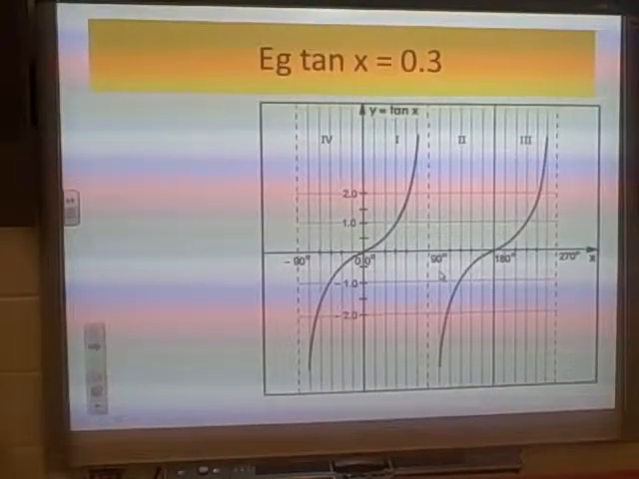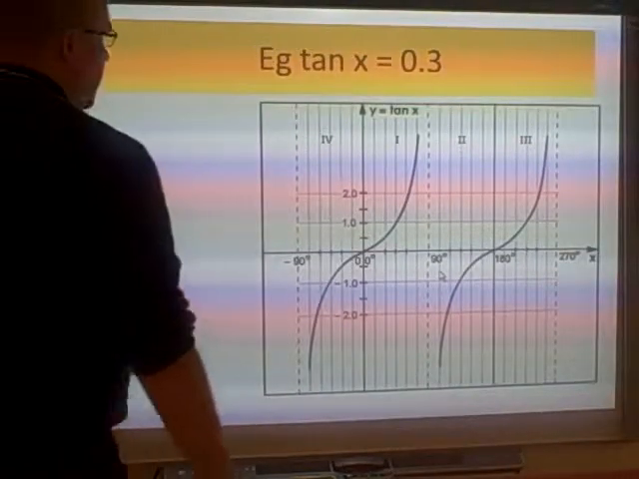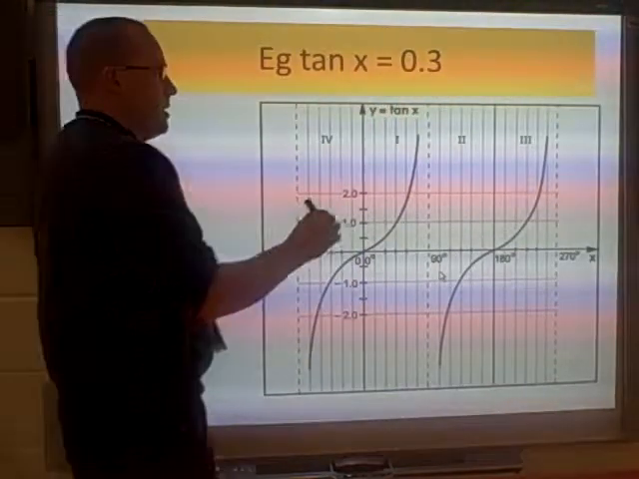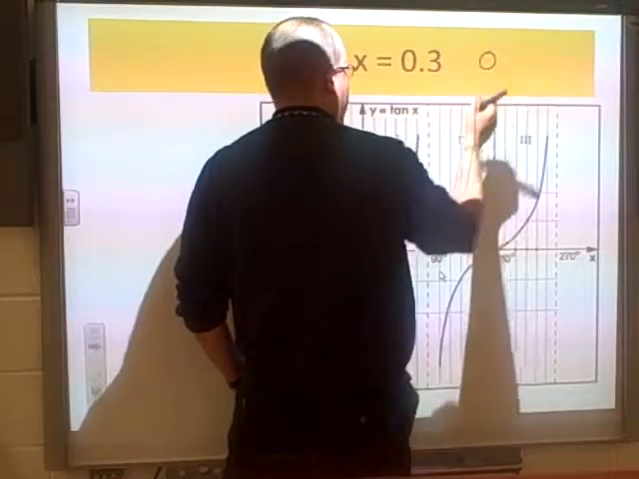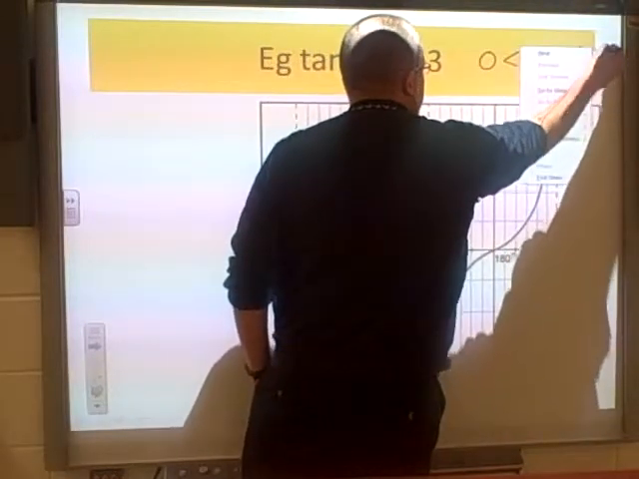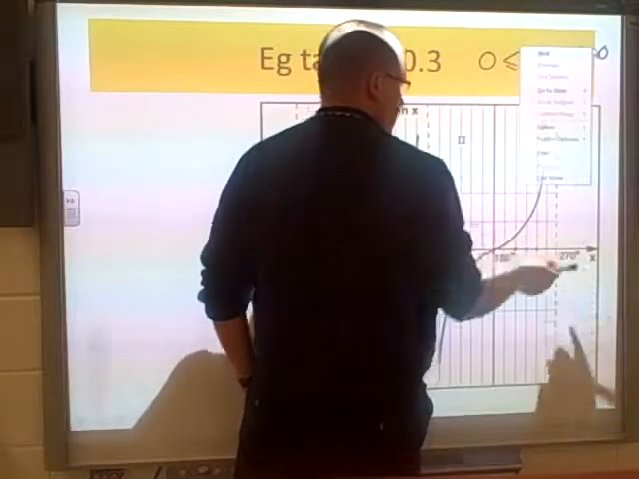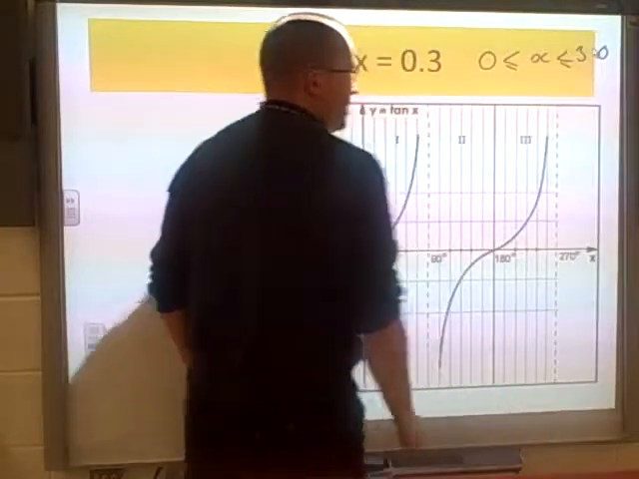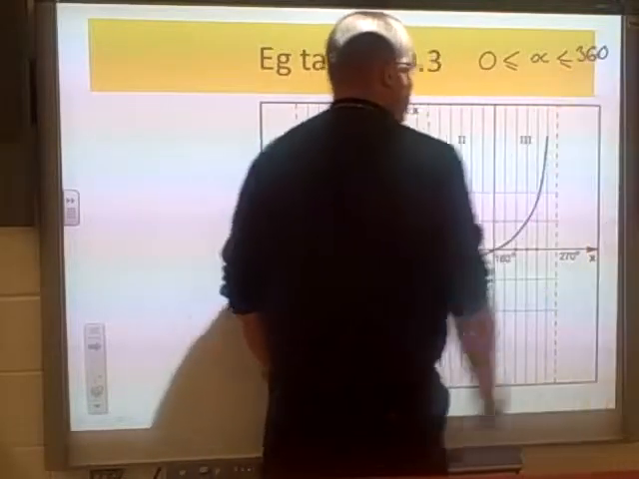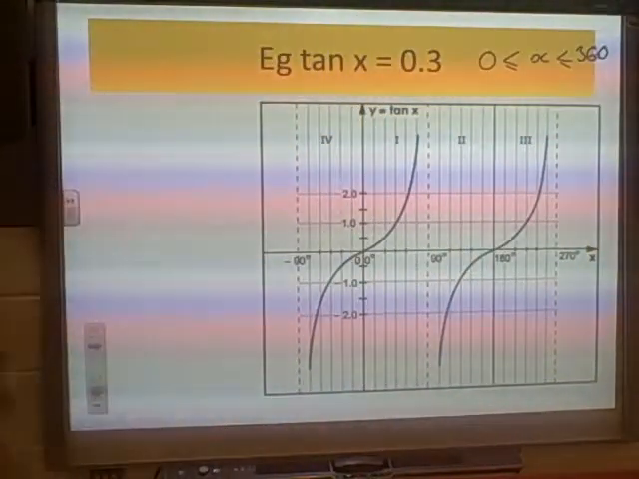Now let's look at solving equations. When we solve equations, we have to give a limit for what values we're actually looking for, or a domain. So for this question, and for all my questions, I'm going to go from 0 to 360, and I'm going to include 0 and also include 360.